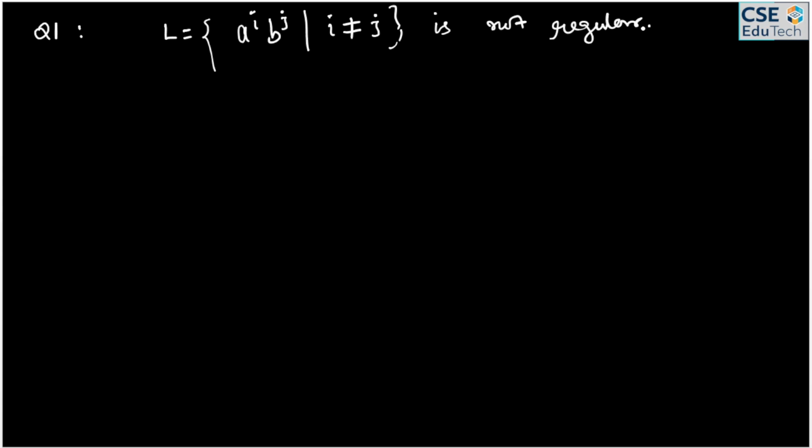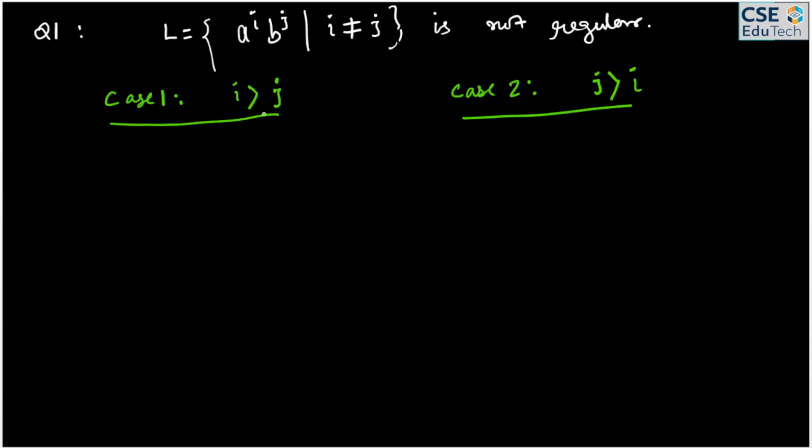Suppose our question is like this. Language L is given of the form a to the power i, b to the power j, where i is not equal to j, and we must show it is not a regular language. What is the meaning of this language? It means i should not be equal to j. That means the same number of a's will not be followed by the same number of b's. So there are two cases: case 1 is i greater than j, and case 2 is j greater than i. There are two possibilities of strings that are generated by this.